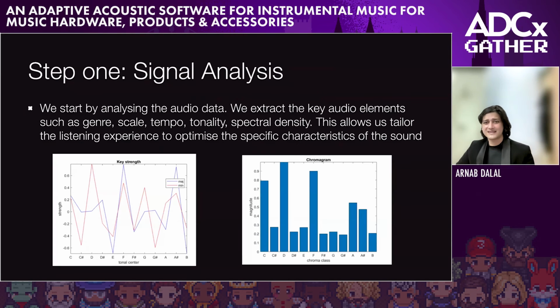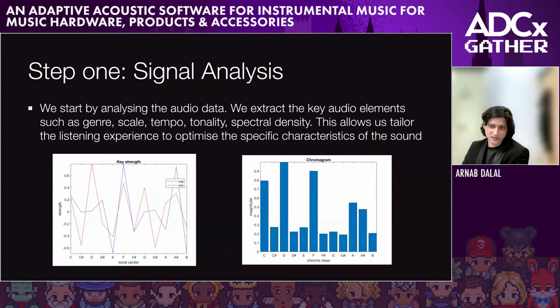So we start by analyzing the audio data. We extract the key audio elements such as genre, scale, tempo, tonality, different parameters that we can get from an audio file. And this allows the listener's experience to be optimized to the specific characteristics. Once we have all this data, we can use it to process and fine tune the audio as the track requires. And this is the first step, signal analysis.